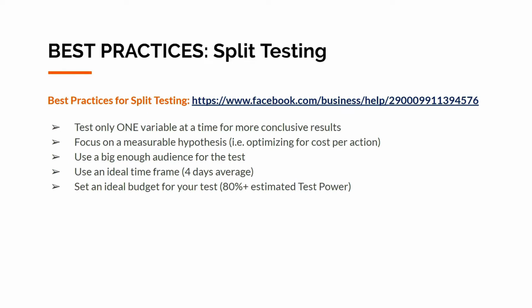So some best practices for split testing. Make sure to check out this Facebook link. But again, always test one variable at a time for more conclusive results. Also, focus on a measurable hypothesis, such as optimizing for cost per action. Third, use a big enough audience for the test. You can't properly split test 1,000 people. You want to test a broad audience to get the results. Fourth, use an ideal time frame. 4 days on average is a great split test.